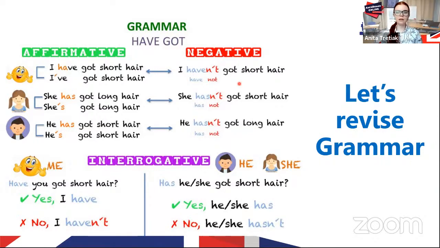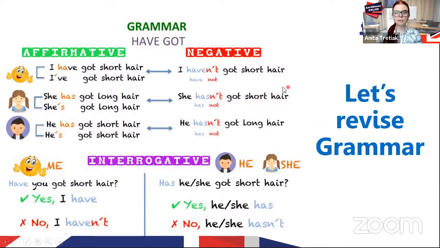No pen for me. And I can say that I haven't got a black pen now. I only have got a blue one. So, no black pen here. And the same situation will be here. I haven't got short hair. The same is have not. Have not and haven't, these are similar things.